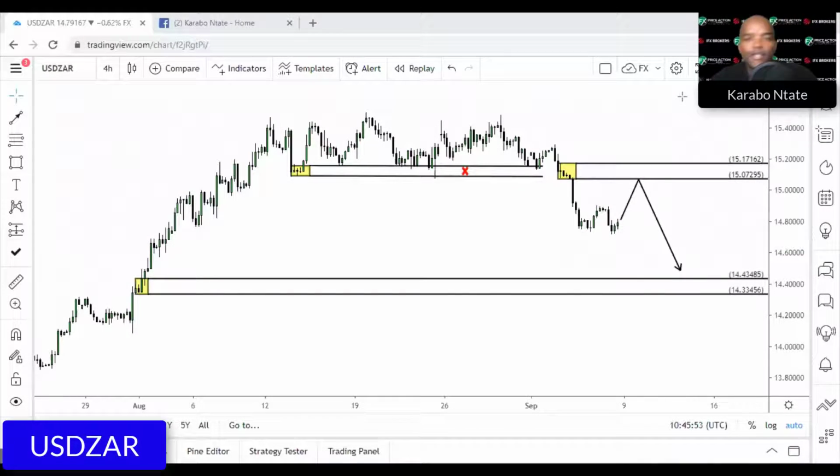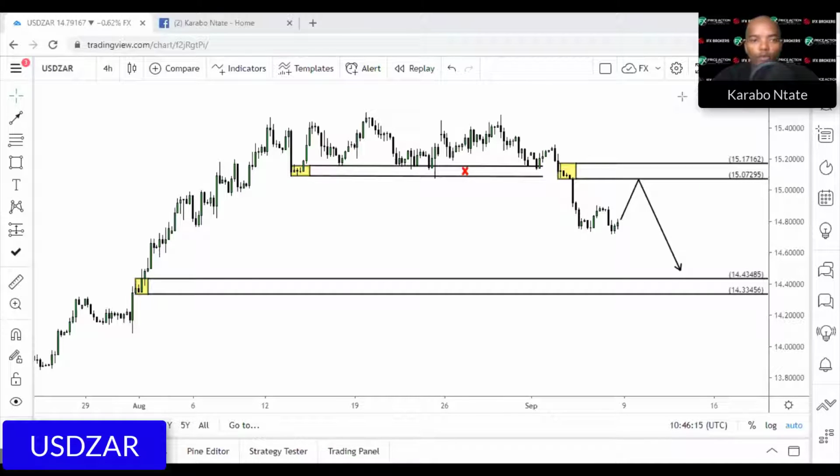Good day, traders. Welcome to our weekly market analysis. I am looking at this interesting setup on USDZAR. Now there are two strategies I want to go through. One is using structure, and the other is using supply and demand imbalances.